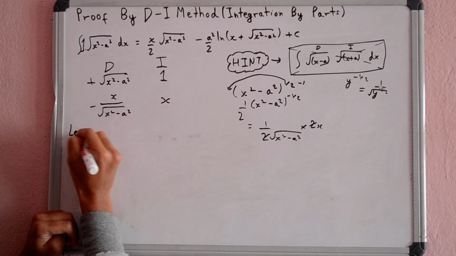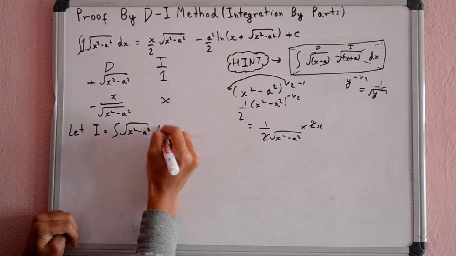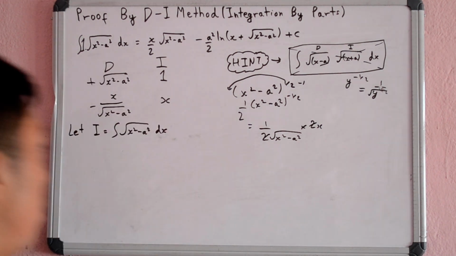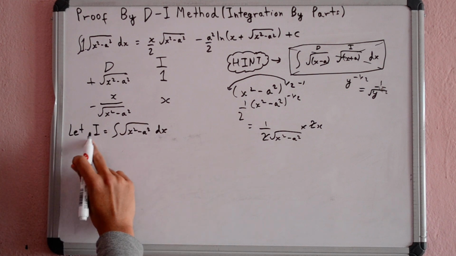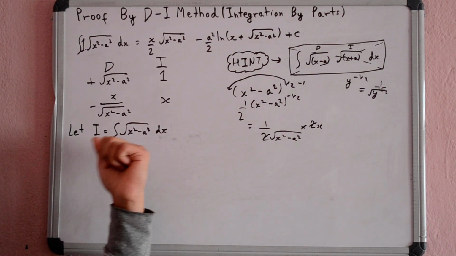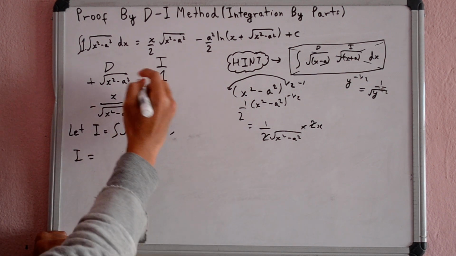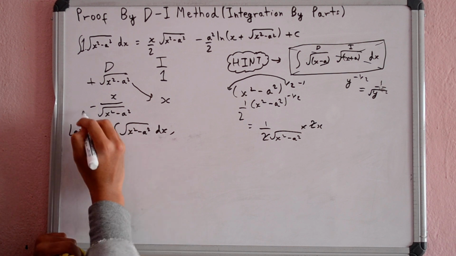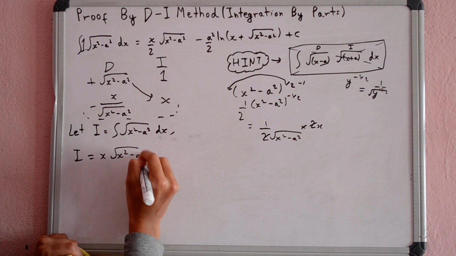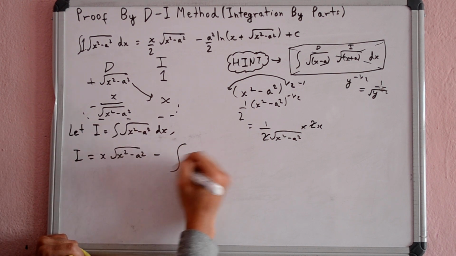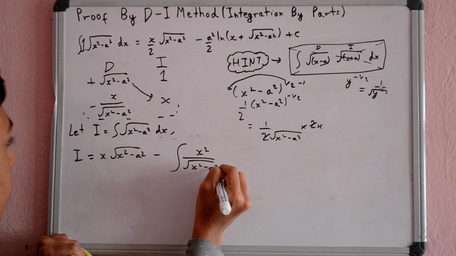As in the last two videos, let I equal the integration of root x square minus a square dx. Now I and I different are of course different; I different stands for integration for the DI method. This is just the name holder or the function for this. So I will be equal to the first part of the answer, multiplying this and that, and the second part is the integration of this row. So we have x root x square minus a square minus the integration of x square by root x square minus a square.